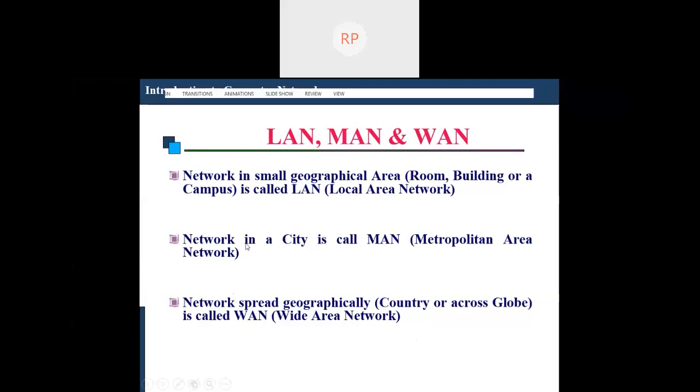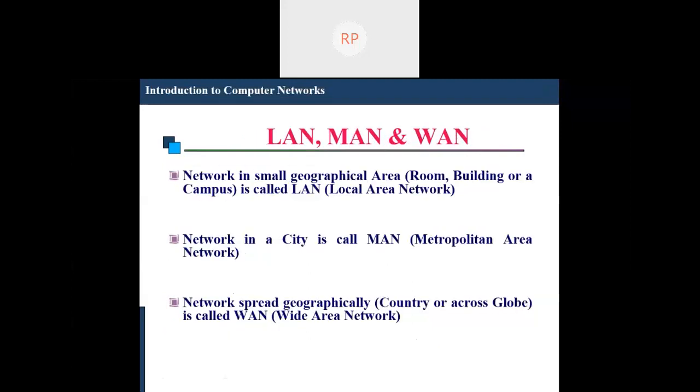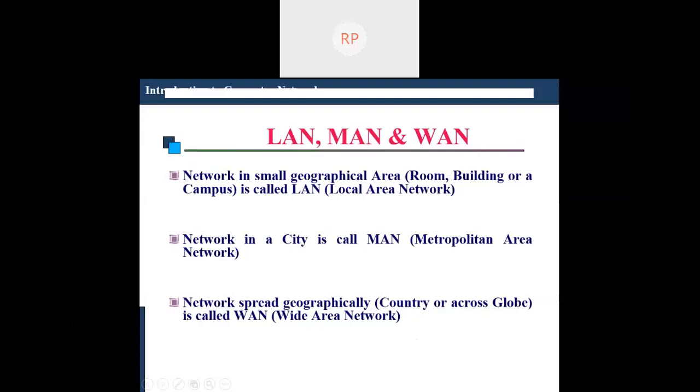Next one is the MAN. MAN is nothing but a network in a city. It's called MAN, metropolitan area network. It's based on the distance and their capacity. The last one is the wide area network. It is a network spread geographically, across a country or across the globe. It's nothing but WAN.